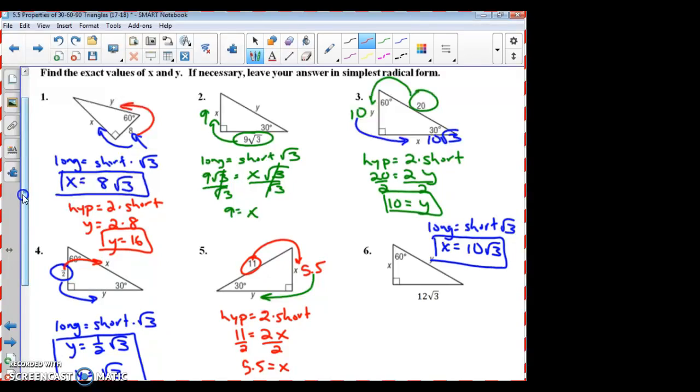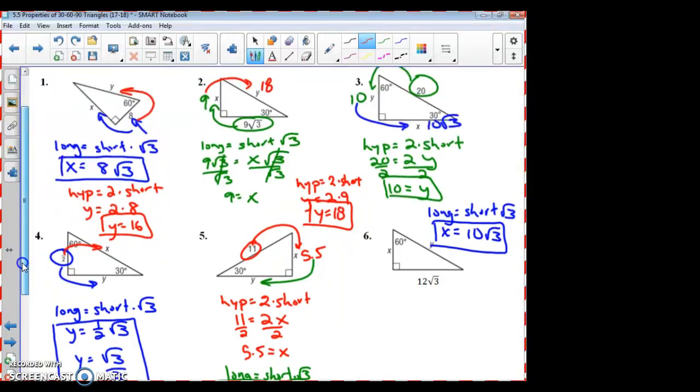We can then use the short leg to find the hypotenuse. The hypotenuse is 2 times the short side. And so y equals 2 times 9, or 18. And so the hypotenuse has a length of 18. So at this point, again, pause the video and try question 6.